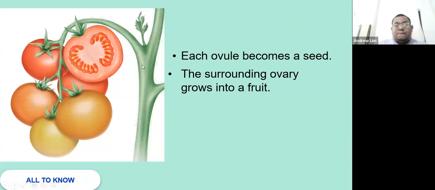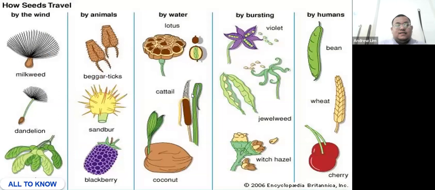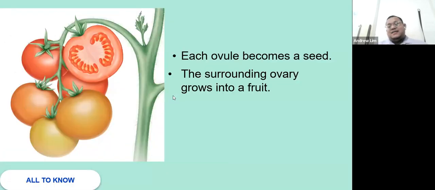This is a tomato plant. Each ovule becomes a seed, and then the surrounding ovary that we saw just now in the plant will grow into a fruit, depending on the duration of each type of plant. All right. So after the flower turns into a fruit, the next thing we know is what? Seeds.